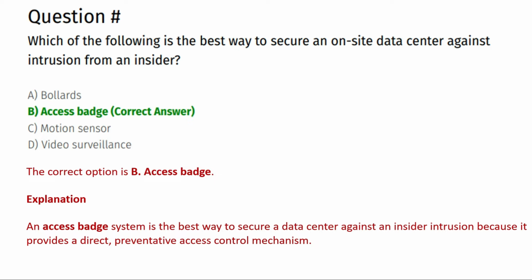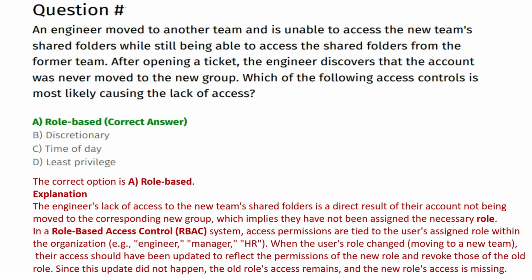So let's move to the next question. The next question is: an engineer moved to another team and is unable to access the new team's shared folders, while still being able to access the shared folders from the former team. After opening a ticket, the engineer discovers that the account was never moved to the new group. Which of the following access controls is most likely causing the lack of access? Option A, role-based; option B, dictionary; option C, time of day; option D, least privilege. And the correct answer for this question is option A, role-based.